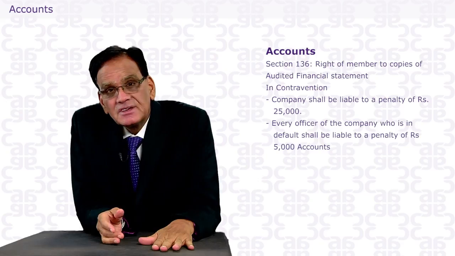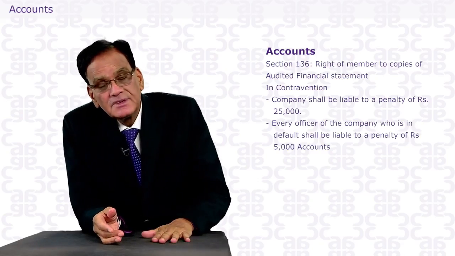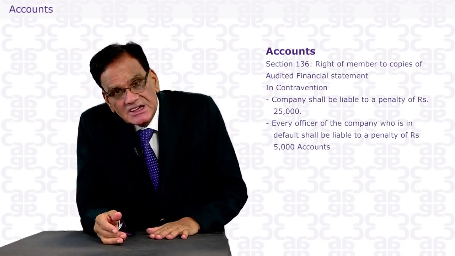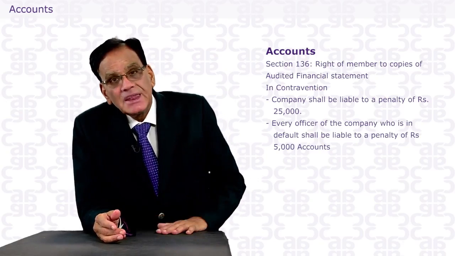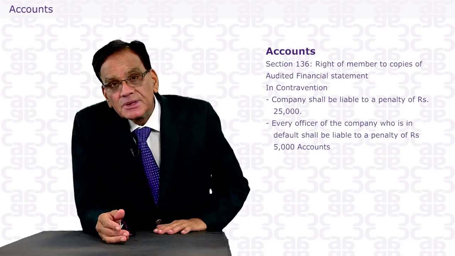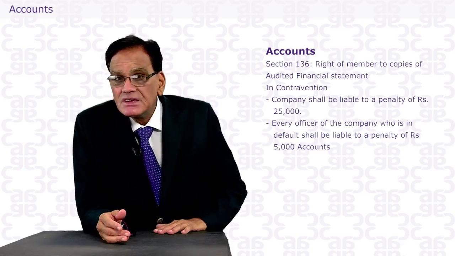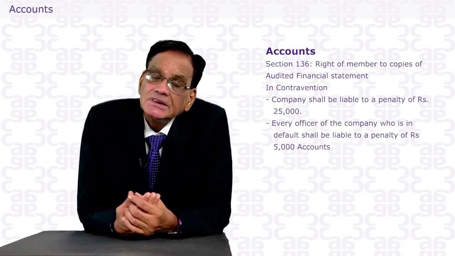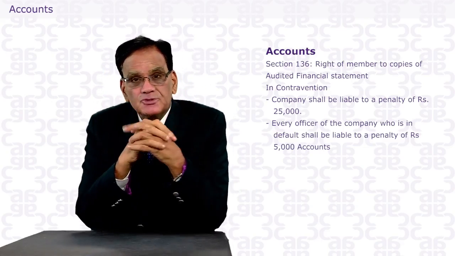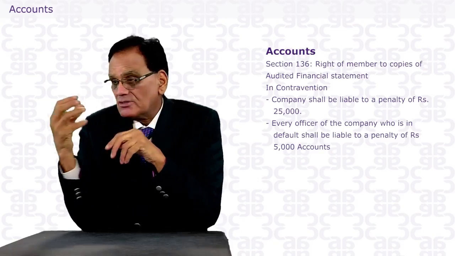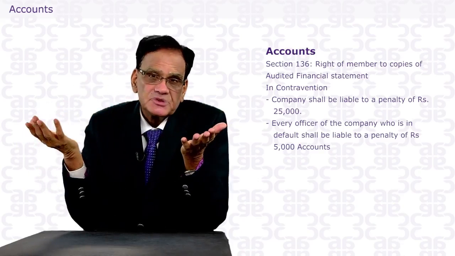So you have to send. Listed company, you have to keep. Listed company, you have to send. Listed company, you have to put on the website. Listed company's balance sheet and the documents of the subsidiary company, put on the website. Correct? And then there is a penalty. How much penalty on the company? Penalty on the company up to 25,000, and on the officer in default up to 5,000 rupees.